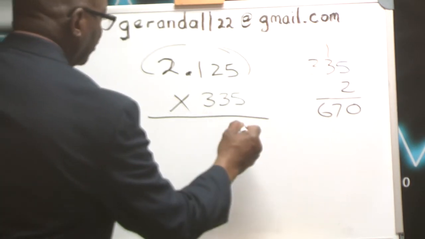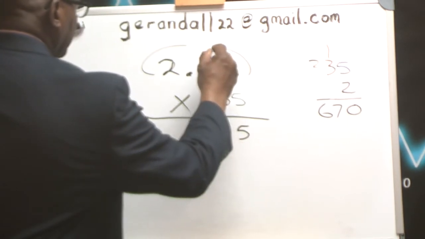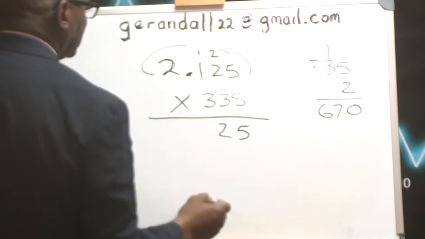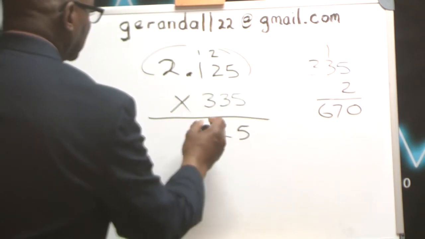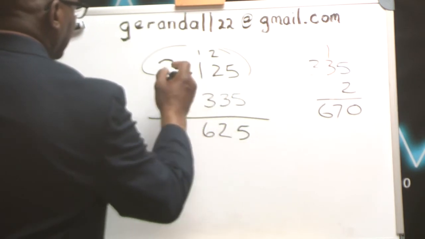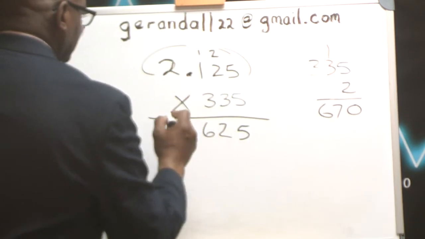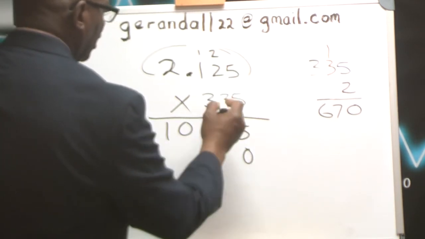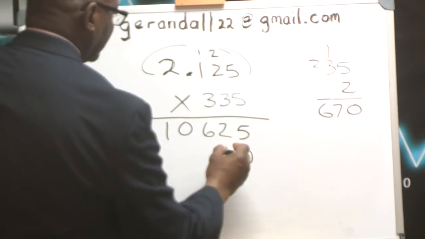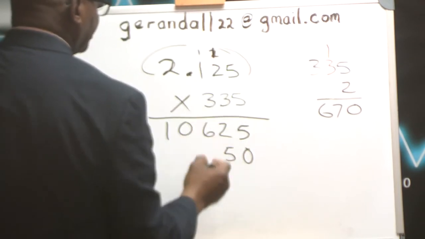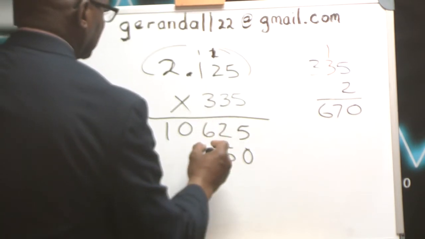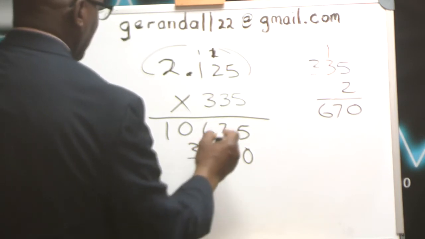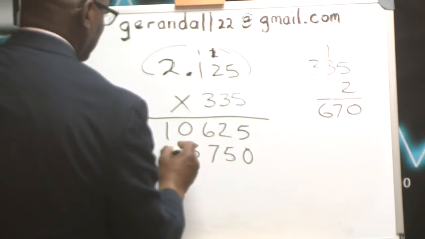5 times 5, 25. Carry the 2. 5 times 2 is 10, plus 2 is 12. Carry the 1. 5 times 1 is 5, plus 1 is 6. 5 times 2 is 10. 0. So we can stay lined up. 3 times 5 is 15. Carry a 1. 3 times 2 is 6, plus 1 is 7. 3 times 1 is 3. And 3 times 2 is 6.